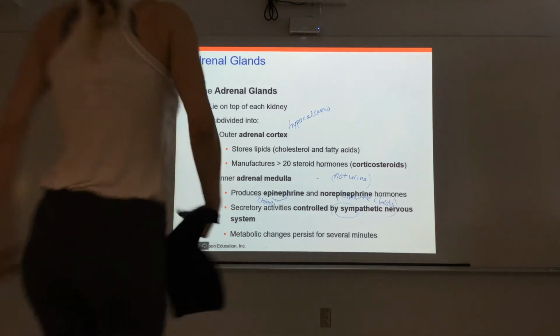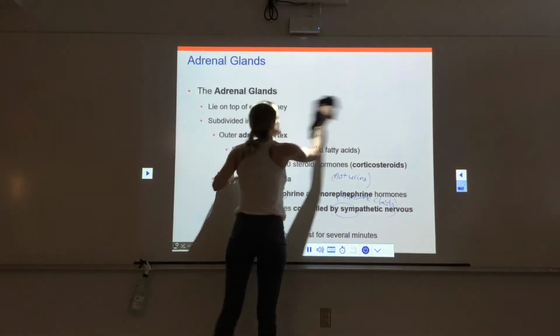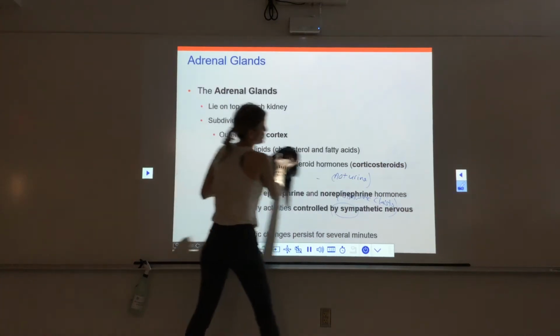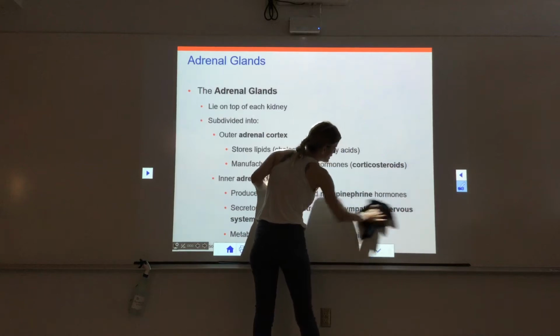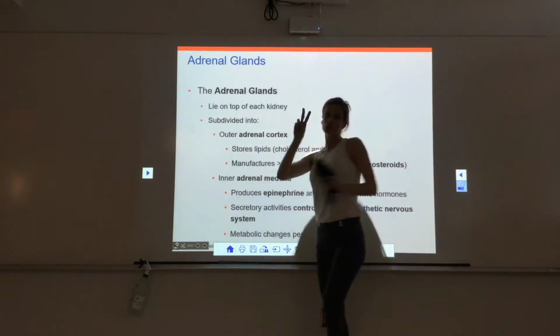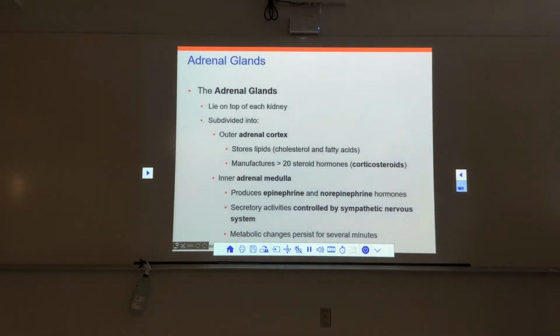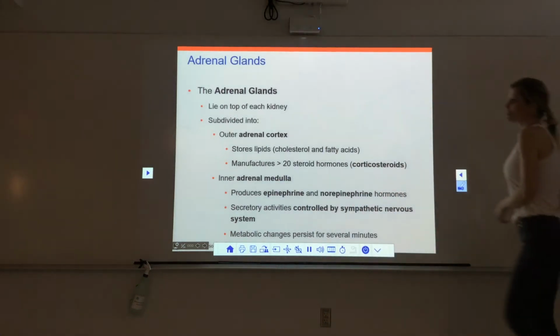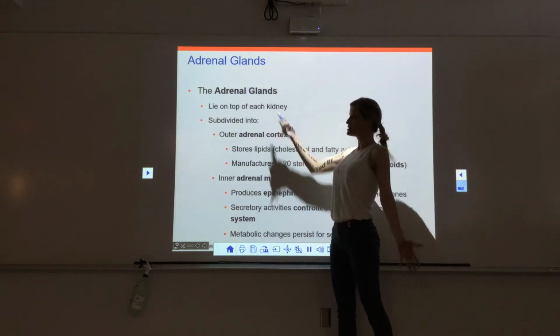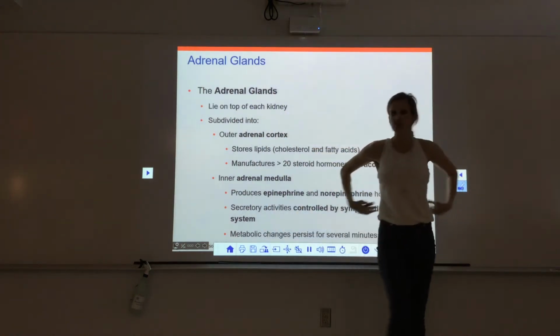All right, so we talked about the hypothalamus, we talked about the pituitary, we talked about the thyroid gland, we talked about the parathyroid glands. Now we're going to talk about the adrenal glands. We have two adrenal glands, and the name adrenal tells you where they are. Right? What does renal refer to? Kidneys. So the adrenal glands lie on top of each kidney.